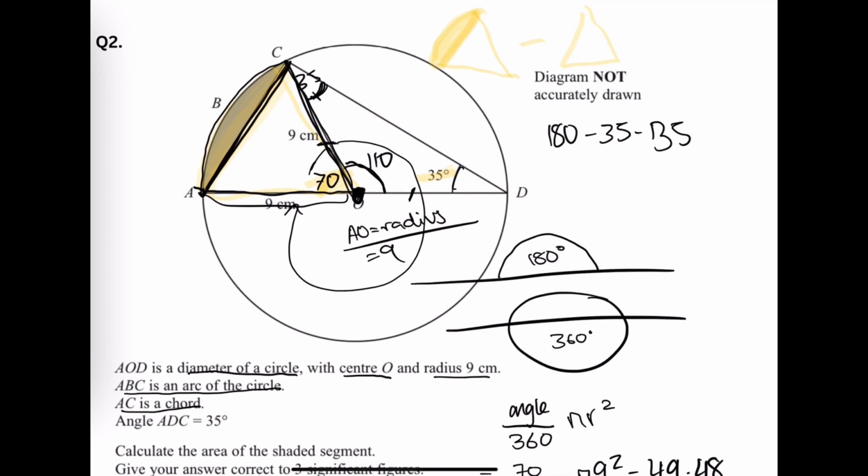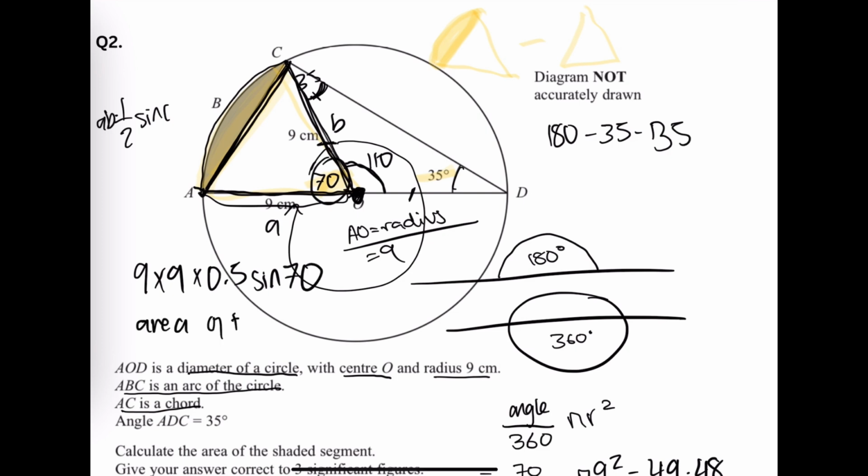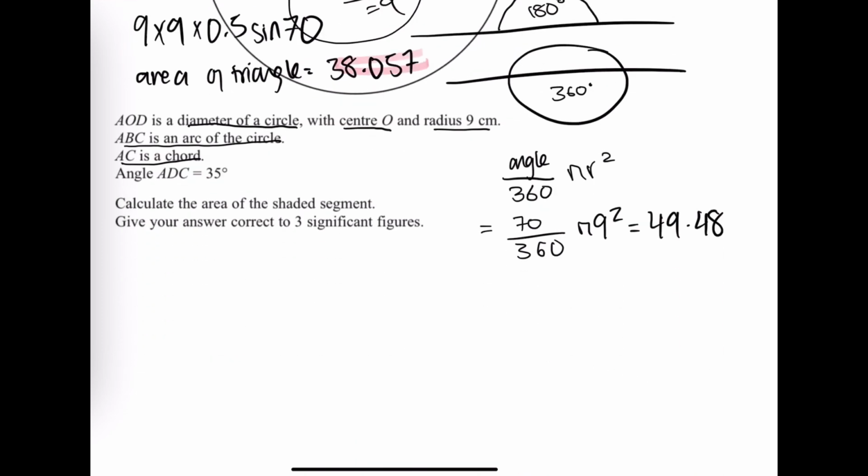So for the area of a triangle, we can just use the half ab sin C equation. We can see that the radius is 9. So you do 9 times 9, since this is a and this is b, times 0.5, which is 1 over 2, and you do sin of the angle that you have, which is 70. If you put it into a calculator, the area of the triangle would be 38.057. So basically all you need to do now is take the area of the sector and the area of the triangle, and subtract them from each other. So 49.48 minus 38, the answer would be 11.4.